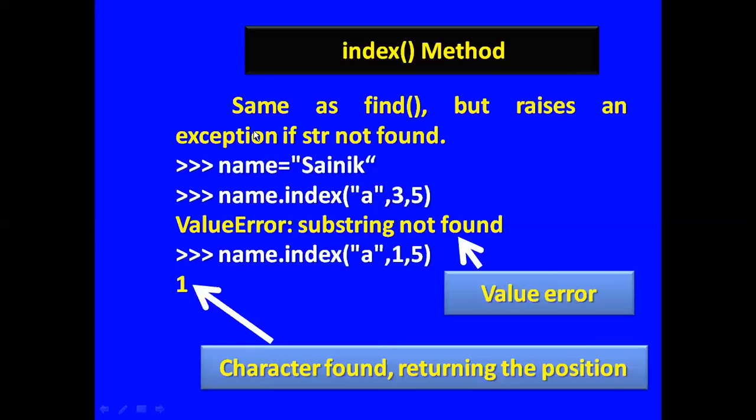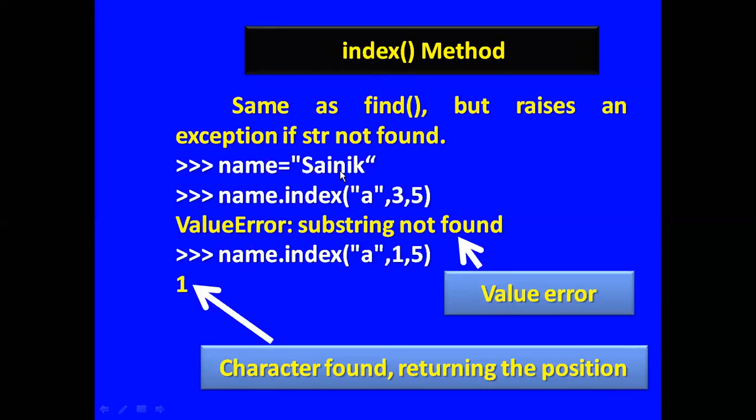Then index is the same as find, but raises an exception if the string is not found. Now index. Name is equal to Senec, name.index('a', 3, 5). Value error: substring not found. Why? Because I said a at third position: 0, 1, 2, 3.